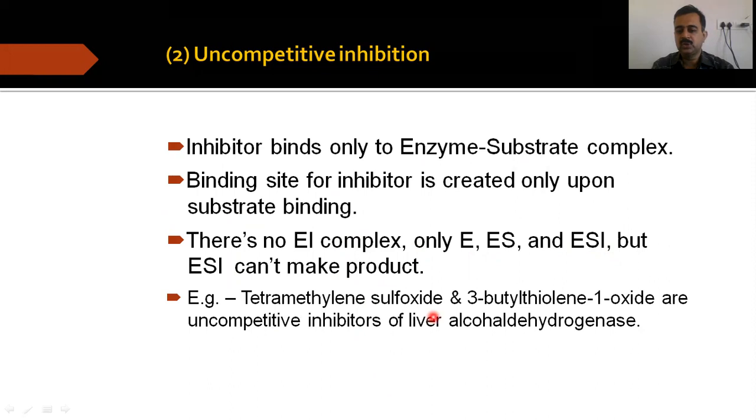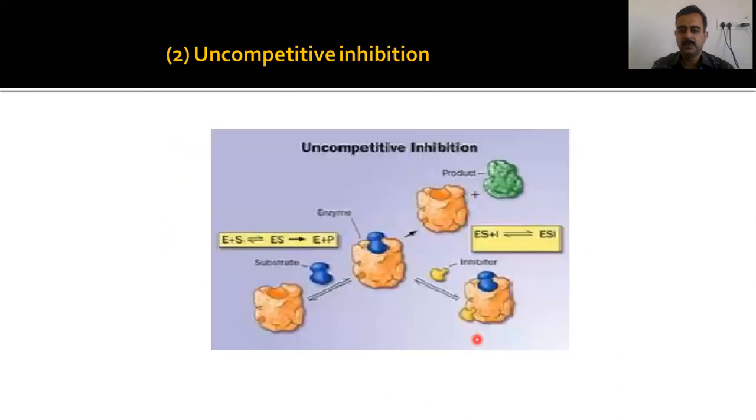Tetramethyl sulfoxide and 3-butyl 1 oxides are uncompetitive inhibitors of liver dehydrogenase. Uncompetitive inhibitors mean there is no competition at all. See here, uncompetitive inhibition: ES, enzyme plus substrate, and P, of course. Though there is an ES complex formation, the inhibitor would bind to it and ultimately inhibit it. So it does not compete with the substrate for binding, but still it has a specific site on the enzyme where it can bind and slow down the reaction.